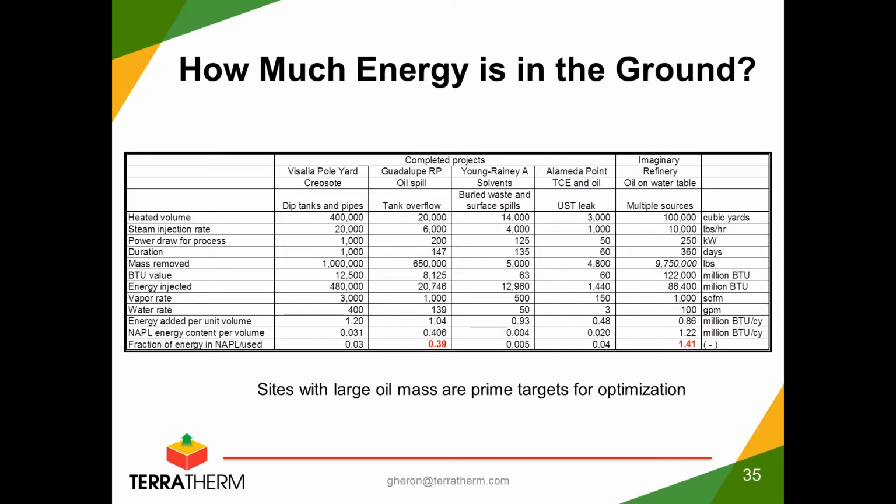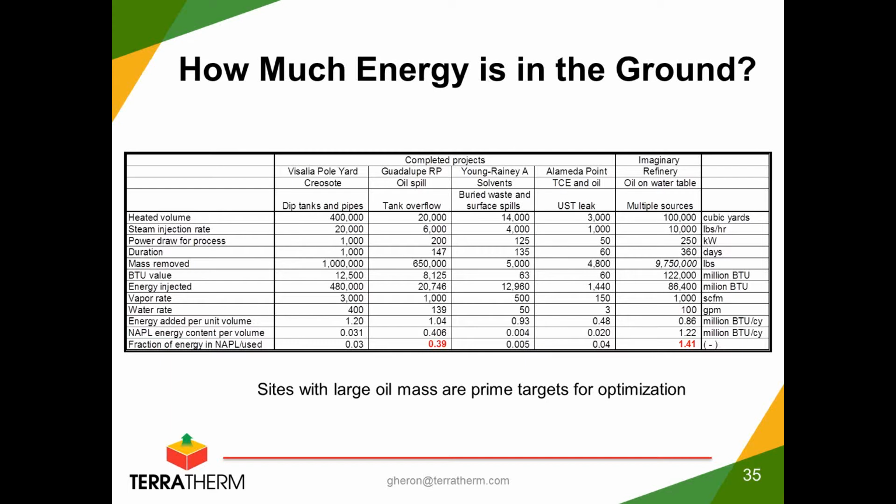Here's just a quick table of some of our projects where I've basically just done a balance, and the bottom line shows you the fraction of energy in NAPL compared to how much we need. For Guadalupe, if we had used the 100,000 gallons, that would have covered 39% of the energy need to do the project. So it's getting up there with a significant fraction.